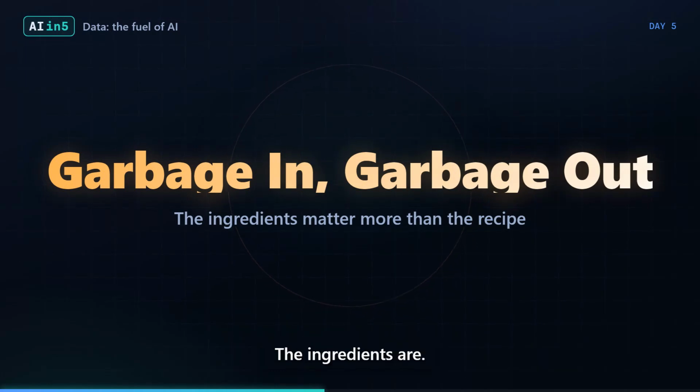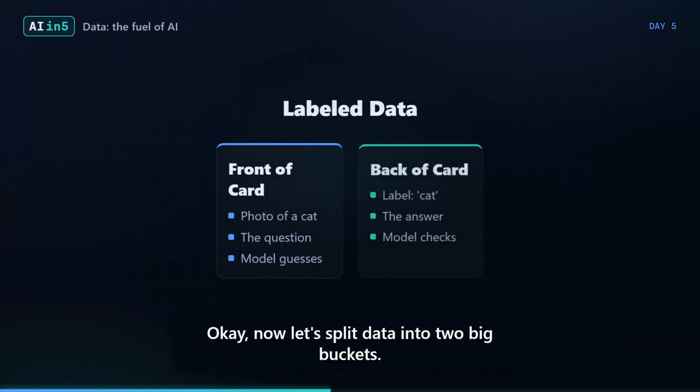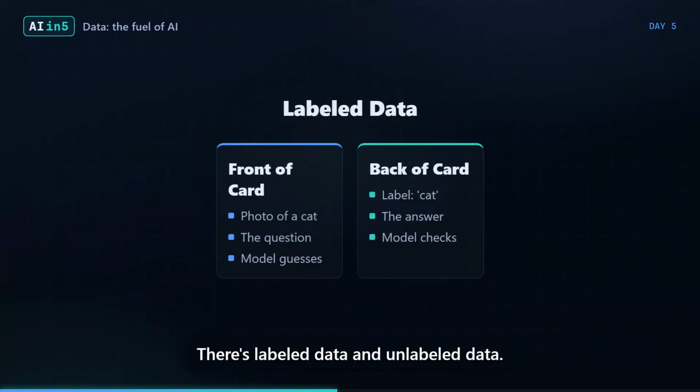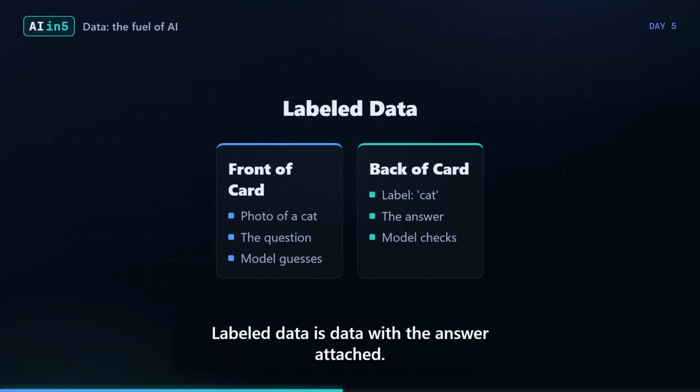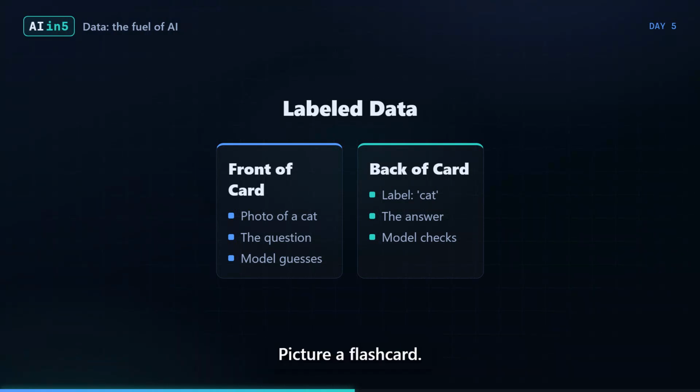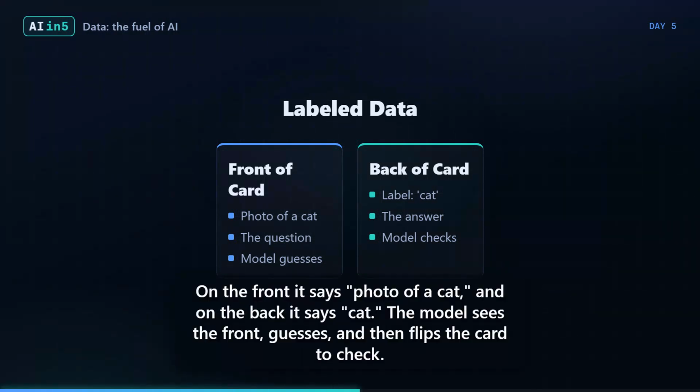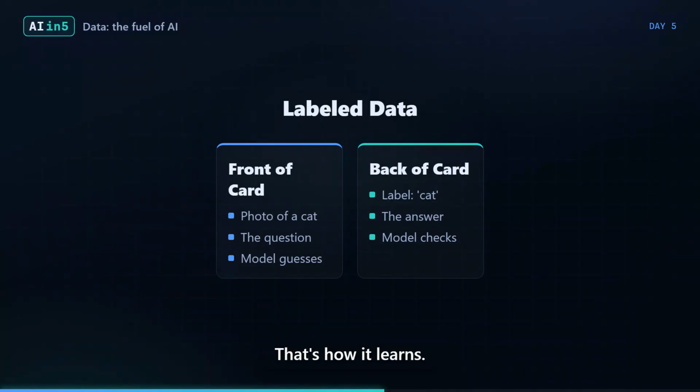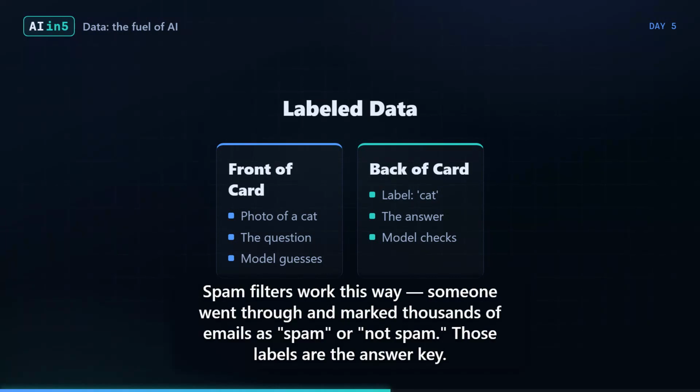Okay, now let's split data into 2 big buckets. There's labeled data and unlabeled data. Labeled data is data with the answer attached. Picture a flashcard. On the front it says photo of a cat, and on the back it says cat. The model sees the front, guesses, and then flips the card to check. That's how it learns. Spam filters work this way. Someone went through and marked thousands of emails as spam or not spam. Those labels are the answer key.